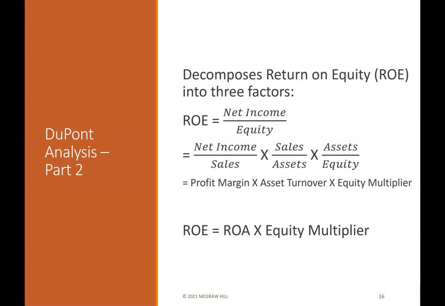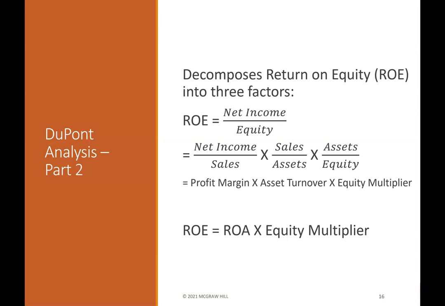DuPont analysis part 2 decomposes return on equity into three factors. Return on equity is just your net income divided by your equity. If we look at the formula, the profit margin is net income divided by sales, the asset turnover is sales divided by assets, and the equity multiplier is assets divided by equity. So return on equity equals return on assets times the equity multiplier.